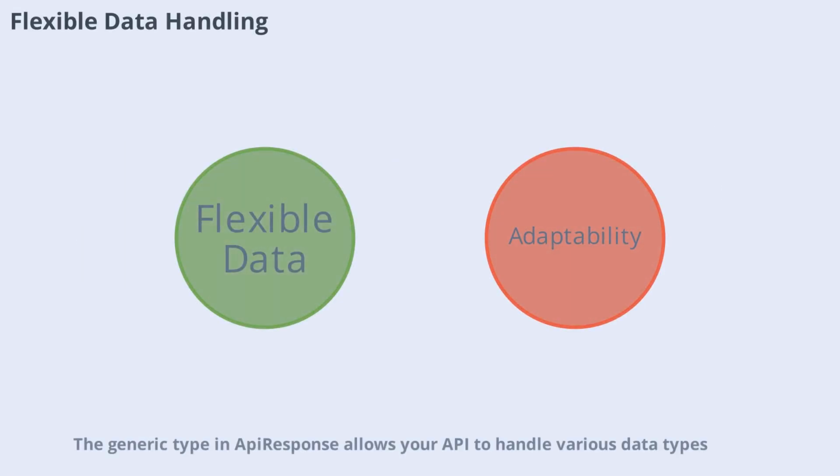The generic type in ApiResponse allows your API to handle various data types, from single entities to lists or custom objects. This flexibility supports diverse use cases and reduces the need for multiple response classes. It's a key feature for building scalable and adaptable APIs.